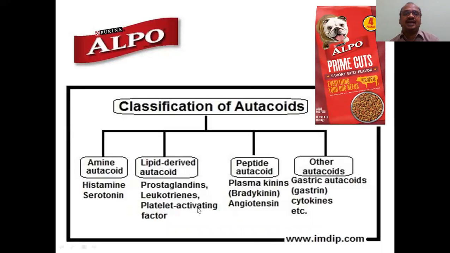Here you can see the classification of autacoids. It was there in my last video also. Here you can see the histamine. It is an amine derivative; the name itself indicates. How to remember this: ALPO, amine autacoid, lipid derivative autacoid, peptide autacoid, other autacoids. All are separate chapters for you. In this chapter we will focus only on histamine, and ALPO is a code you can remember.